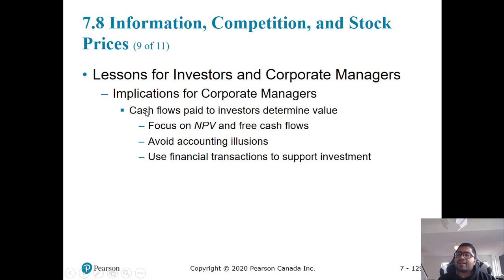And implications for managers. It is important as a manager to do all projects that increase value for shareholders. How do you do it? You will add projects that have inflows, the benefits from the projects, which are higher than outflows, the cost of the project. So focus on NPV and free cash flows. Avoid accounting illusions because eventually they catch up. Use financial transactions to support investments.